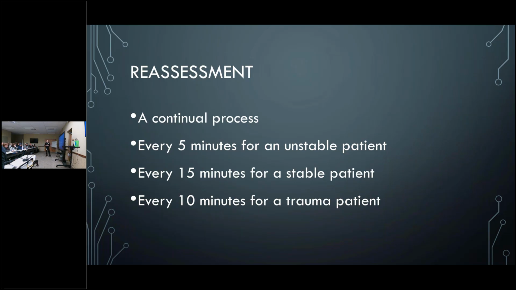That's an unstable patient. 15 minutes for a stable patient. If they're stable, they're chilling, they don't have chest pain, they're like, yeah, I've thrown up once today, all their vitals are perfect. That's every 15 minutes we're going to reassess. And then every 10 minutes for the trauma patient. So any kind of trauma, especially higher mechanism of injury, we're going to do 10 minutes or less. If they're unstable trauma patients, 5 minutes, right?